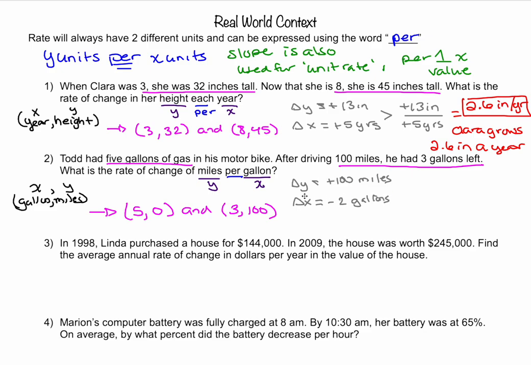So now we have our change in y and our change in x, so we can divide this. Change in y is plus 100 miles divided by our change in x, which is negative 2 gallons, which simplifies to negative 50 miles per gallon.